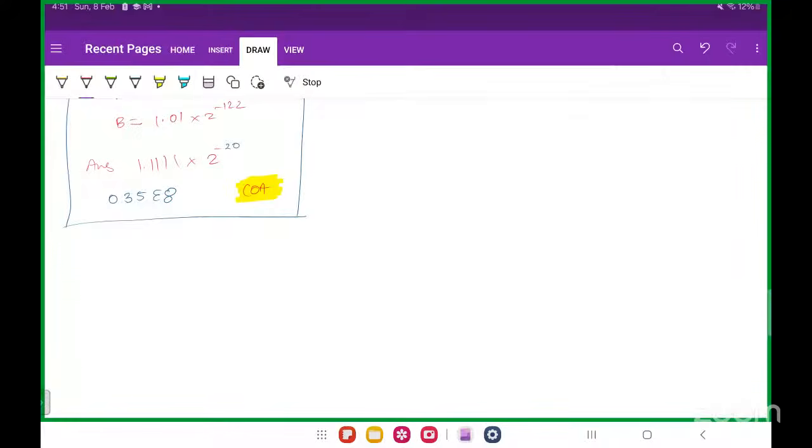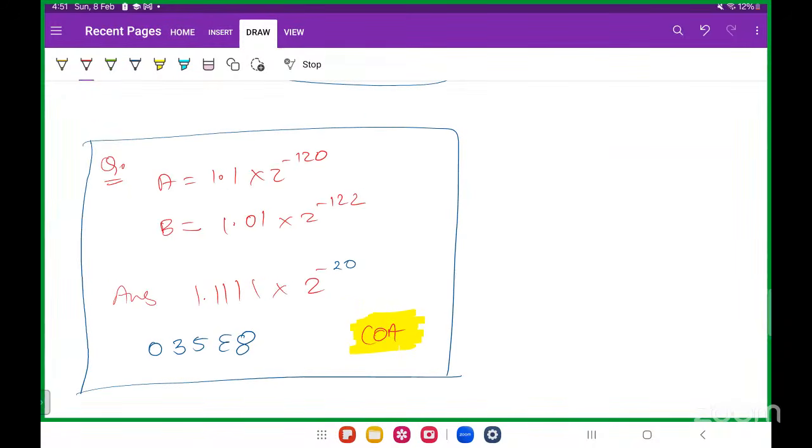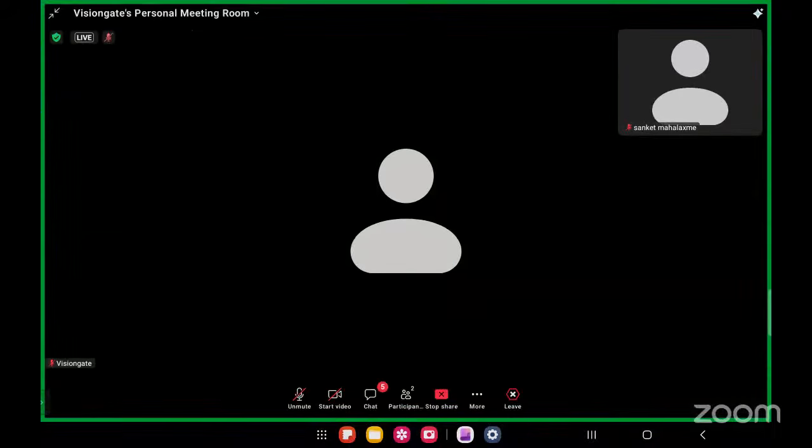Floating point representation, where we directly write the answer: 035E8.